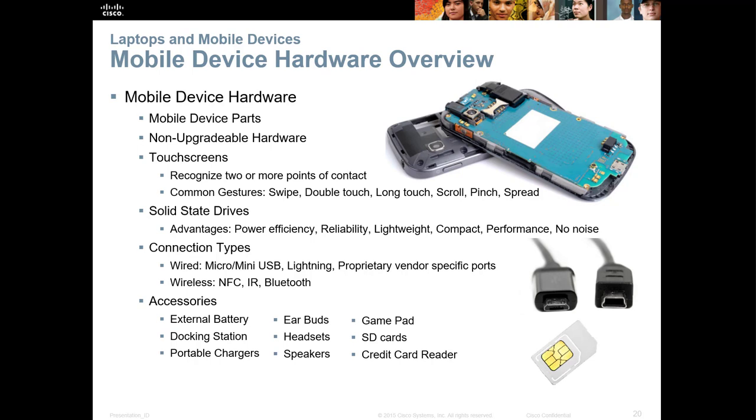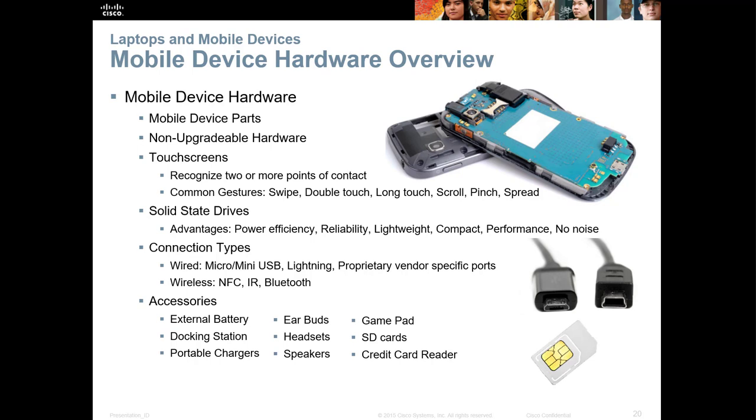Mobile devices have the same components found in a solid-state drive to store data. To reduce the size requirement, there is no case surrounding the components. The circuit board, flash memory chips such as an eMMC, and a memory controller in the SSD are installed directly onto the mobile device. There are some advantages of using flash memory, and that's power efficiency, reliability, lightweight, compact, and performance.